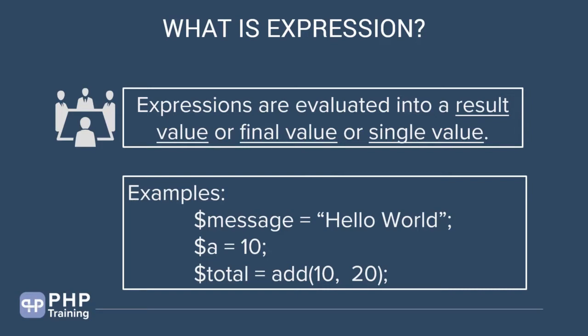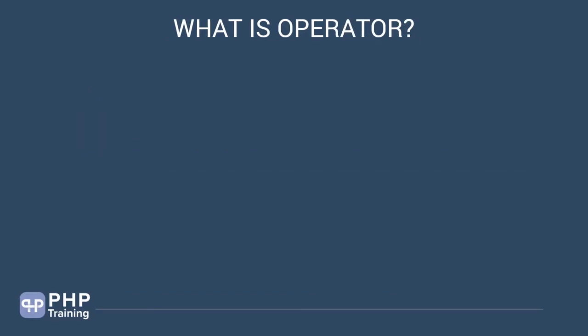If you look at the third example, $total, you see there's a function called add, and add is accepting two values, and add will return the addition of 10 plus 20, and that value is assigned to $total. So again there is an assignment, there's a result value, assigned back to some variable, and that's basically an expression. Okay, so let's look further and understand what are operators.